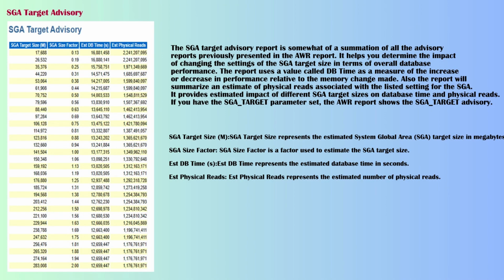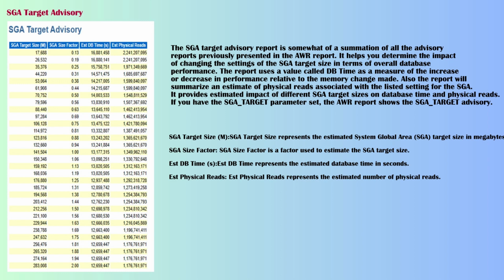SGA Target Advisory. The SGA Target Advisory Report is somewhat of a summation of all the advisory reports previously presented in the AWR Report. It helps you determine the impact of changing the settings of the SGA target size in terms of overall database performance. The report uses a value called DB time as a measure of the increase or decrease in performance relative to the memory change made. Also, the report will summarize an estimate of physical reads associated with the listed setting for the SGA. It provides the estimated impact of different SGA target sizes on database time and physical reads.